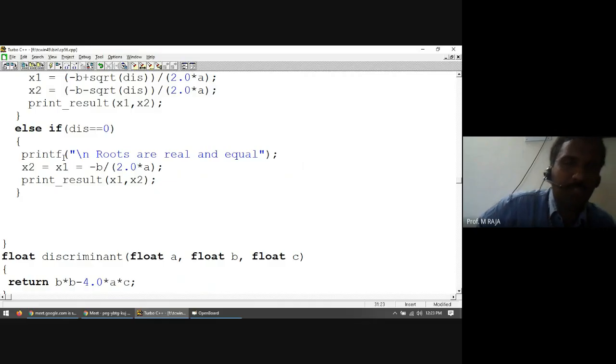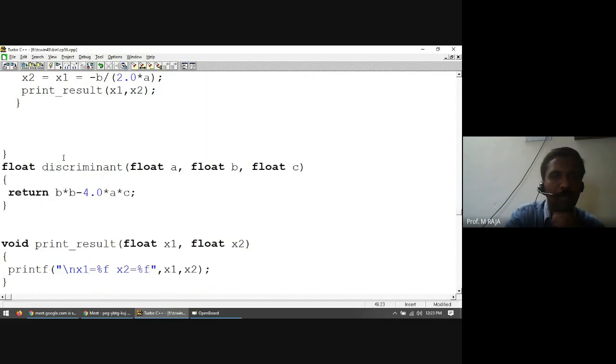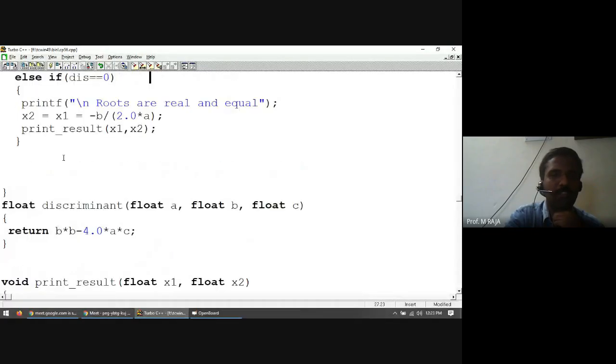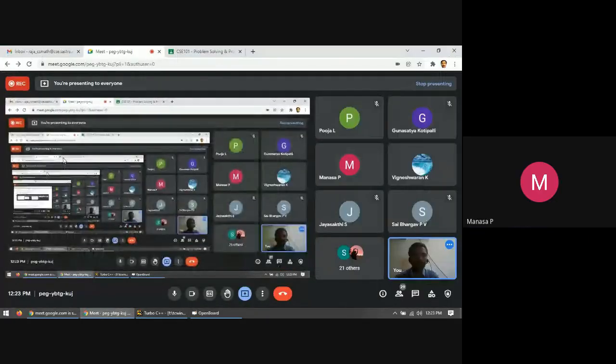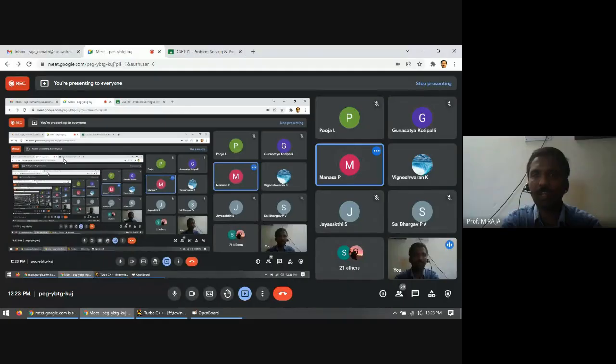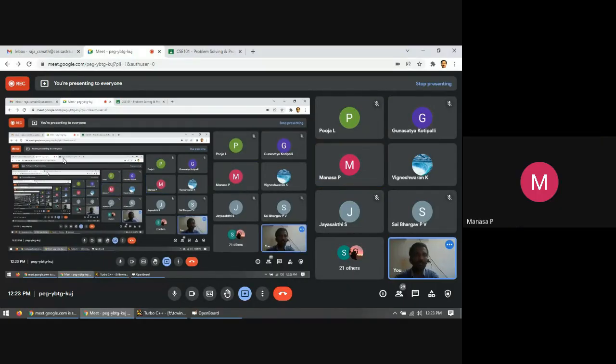So logically here we have defined the function print underscore result just to print the result, what is x1 and what is x2. One time we can write a function, and the function can be called any number of times. So far we have called it twice to print the result x1 and x2. Clear? Manasa, have any doubt? No, sir.